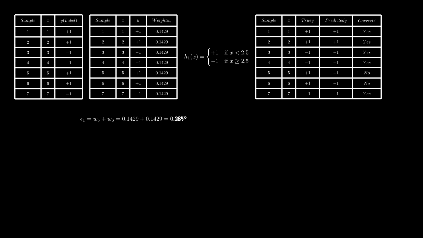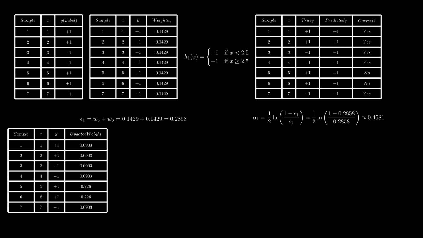Next, we calculate the weighted error of this weak learner. The error is the sum of weights of misclassified samples, which is 0.1429 plus 0.1429 equals 0.2858. Now, we compute the weight of this weak learner, called alpha. Alpha is calculated using this formula. For our weak learner, alpha is approximately 0.4581.